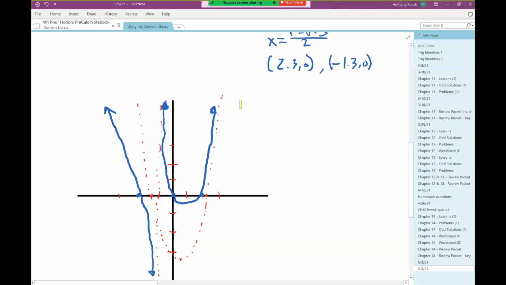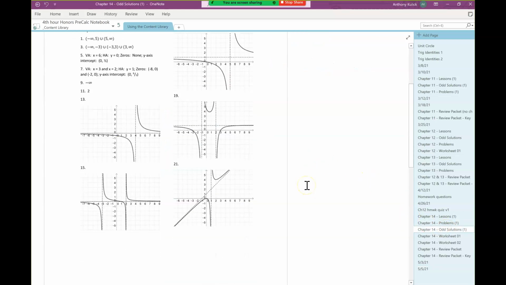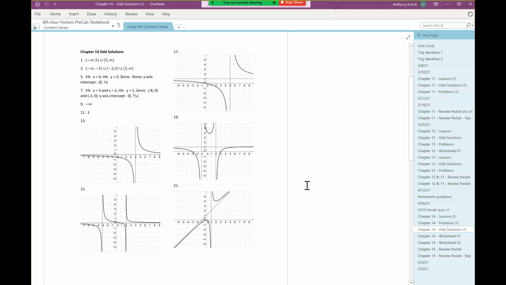I have one more question. It's pretty simple. You don't even have to do it. Can you go to number 15 in the odd solution? Okay. Is there a hole where that crosses the asymptote, the horizontal one? And why is it able to go through that?